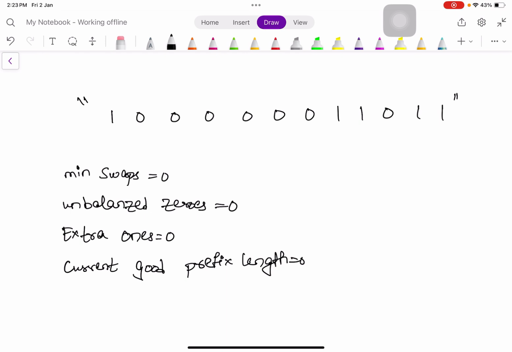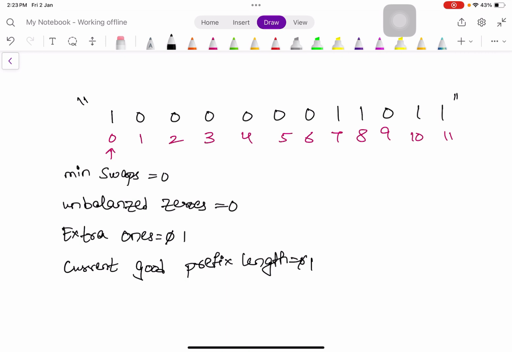Okay, cool. Let's start iterating the string. Let me give indices 0 1 2 3 4 5 6 7 8 9 10 and 11. We are at index 0 right now. At index 0 we have a value of 1. This 1 cannot balance any 0 because number of unbalanced zeros are 0. It means this 1 is an extra 1. Okay, so we'll add it as an extra 1, and as we can have more ones as compared to zeros, this can be considered as a good prefix. So we will consider a good prefix length of 1.